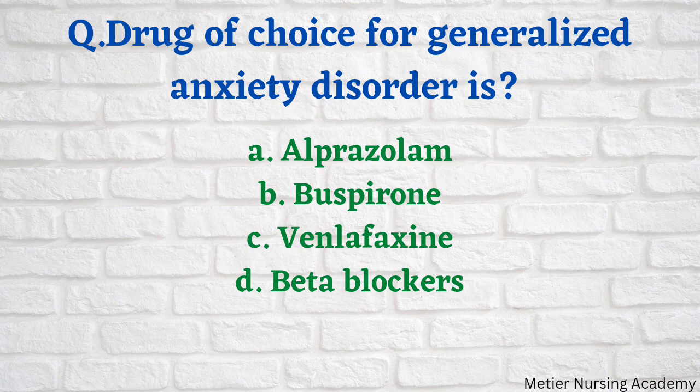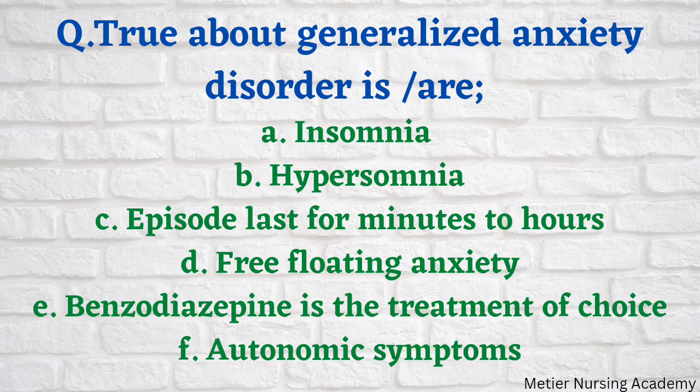Drug of choice for generalized anxiety disorder. Options given here are alprazolam, buspirone, venlafaxine, beta blockers. And here the right answer is option A, that is alprazolam. Why alprazolam? Usually benzodiazepines are the drug of choice for generalized anxiety disorder. Alprazolam is a benzodiazepine. That's why I selected option A.